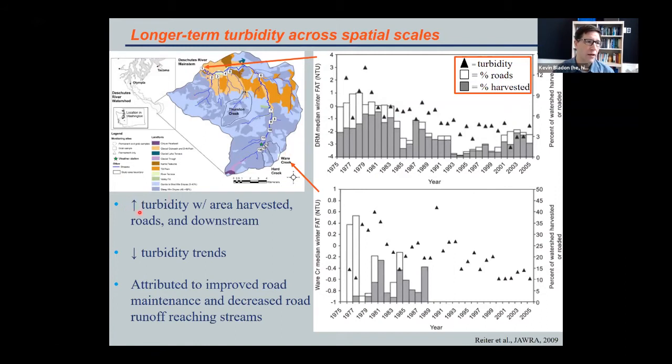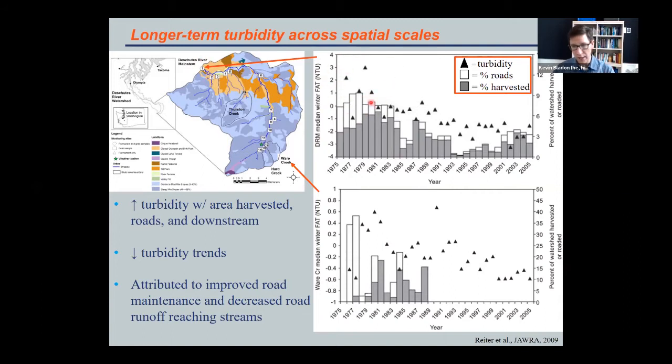What these folks found is that with area harvested, so this upper figure is from the downstream large scale, the lower figure from the small scale, the gray bars are percent harvested by year. The triangles are the turbidity. And so what they found is as area harvested increased, we got increases in turbidity. They also found that as roads increased, this was something that Stephanie mentioned the other day, in road density, these white bars, as road density increased, that led to increases in turbidity. But they also found that as we moved downstream, we had higher turbidity levels.